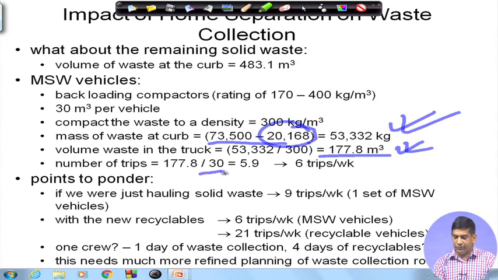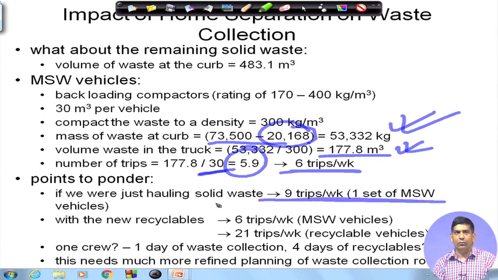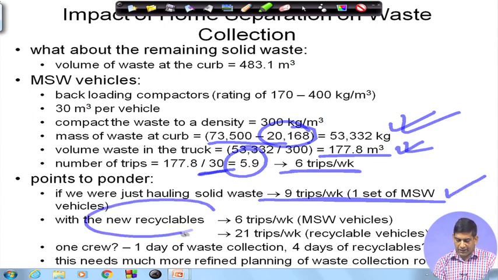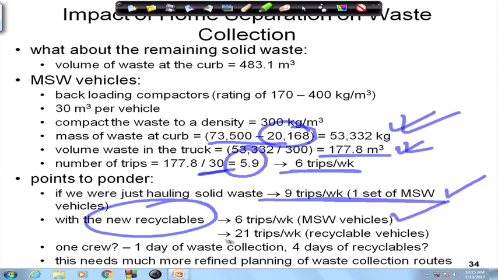Now with 30 meter cube per truck, we need 5.9, which means six trips are required. If you are just hauling solid waste, we need 9 trips per week with one set of MSW vehicle. If you don't do recyclable collection separately, you need 6 trips plus 3 trips, so a total of 9 trips for one vehicle. But if you collect the recyclables separately, you have 6 trips per week for MSW and 21 trips per week with a smaller vehicle for recyclables.